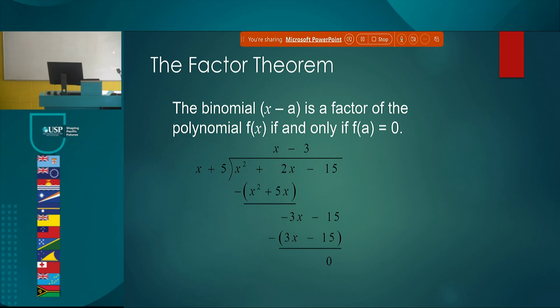x plus 5 is a factor of x squared plus 2x minus 15, and we can even say x squared plus 2x minus 15 is equal to x plus 5 multiplied by x minus 3. Make sense? That's another way of factorizing, finding factors. Okay.